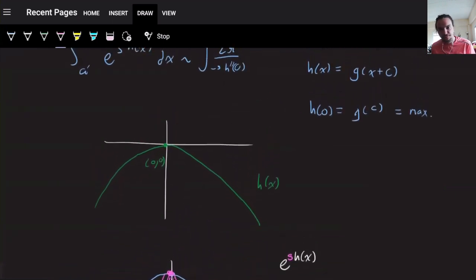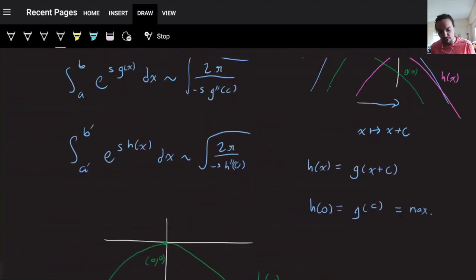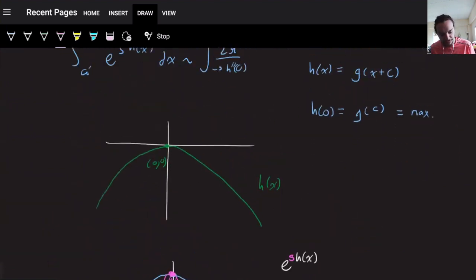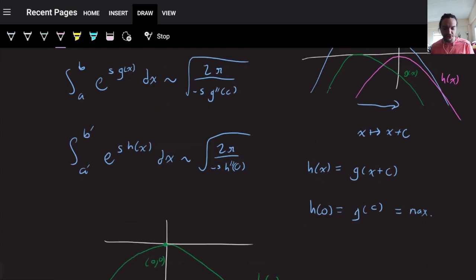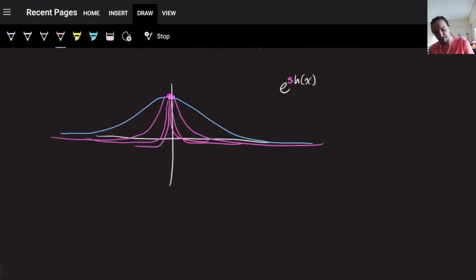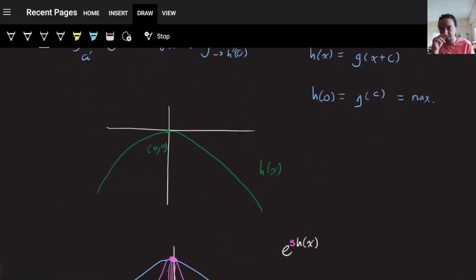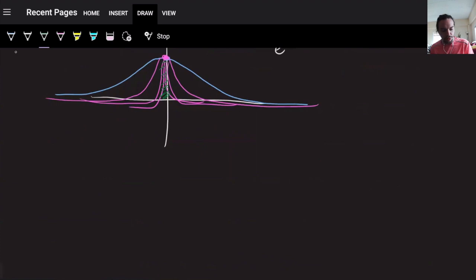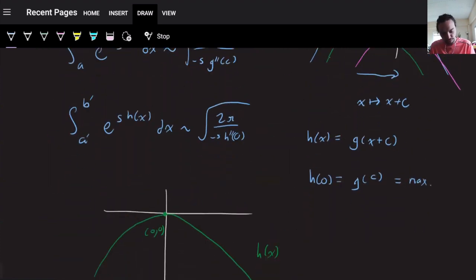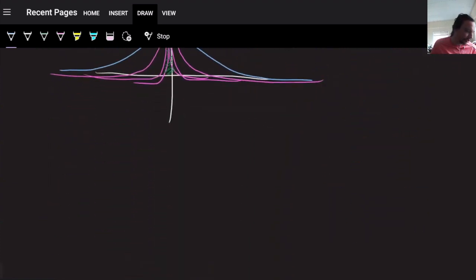All right? So only the behavior around h of 0 mattered. So this is where this is coming from. We understand the integral in terms of its behavior at 0. And then we have to understand what the size of that bump is, right? Because we're trying to find the integral, so the integral is just going to be the size of this bump. And it's going to turn out that the size of that bump is going to be proportional to square root of 2 pi over minus s, or over s. Okay. So how do we prove something like this?